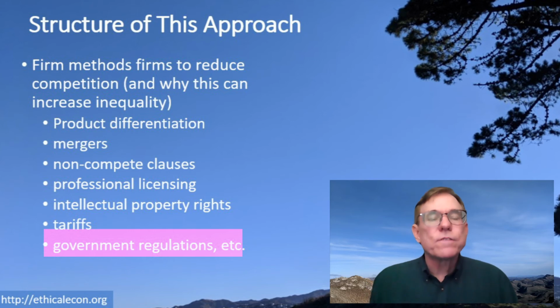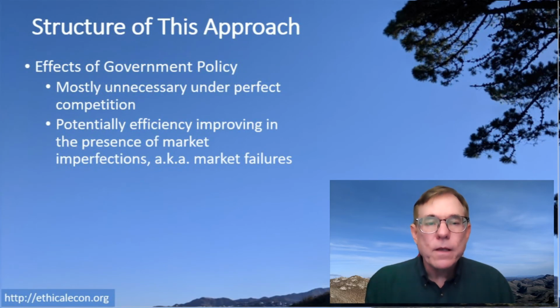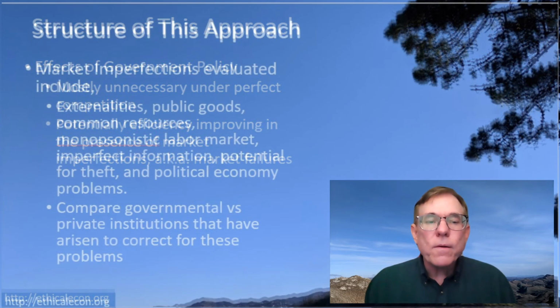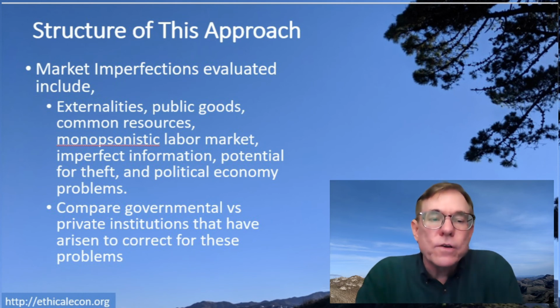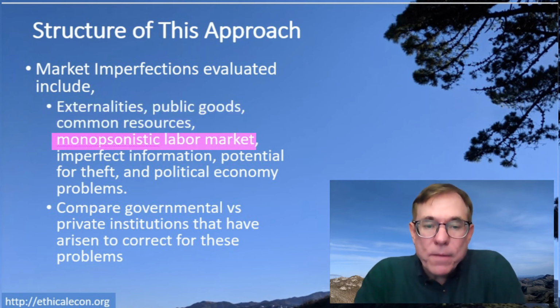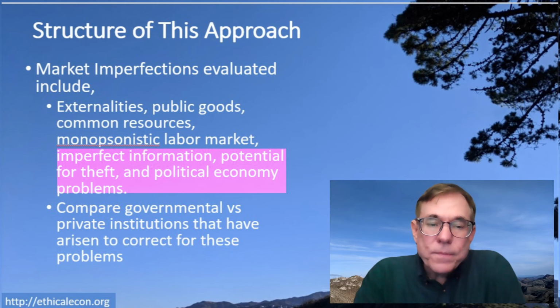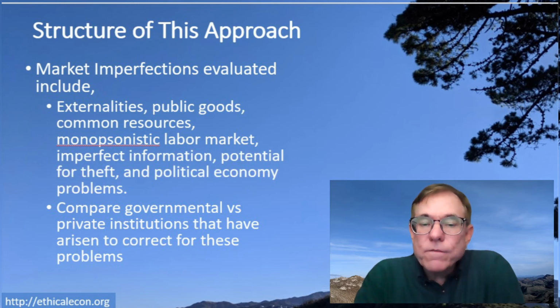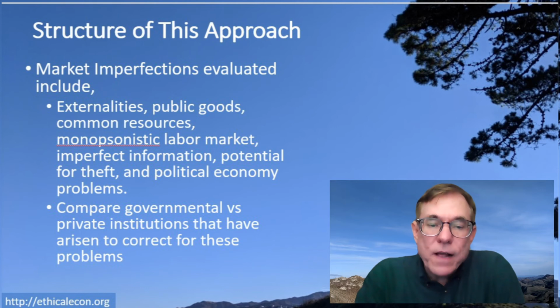The second half of the course focuses attention on the effects of government policy. Now, this is shown to be mostly unnecessary in terms of economic efficiency if we're in the realm of perfect competition. But it's potentially efficiency improving in the presence of market imperfections, also known as market failures. Now, the market imperfections evaluated in this course include externalities like pollution, public goods, common resources, monopsonistic labor markets, imperfect information, the potential for theft, and also political economy problems. We compare governmental versus private institutions that have developed in order to correct for many of these problems.